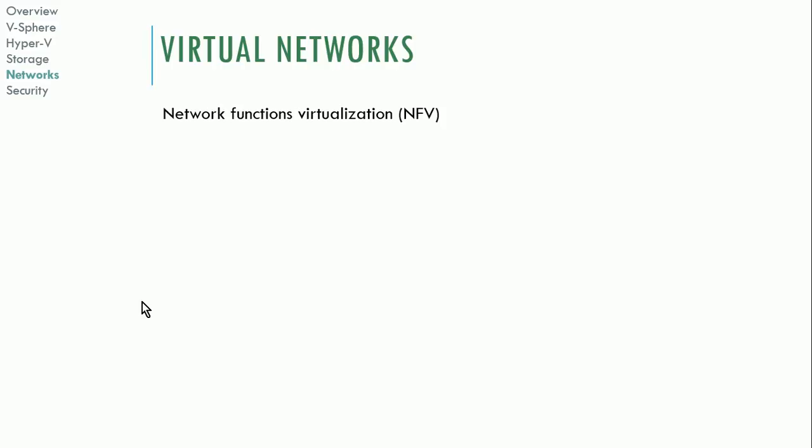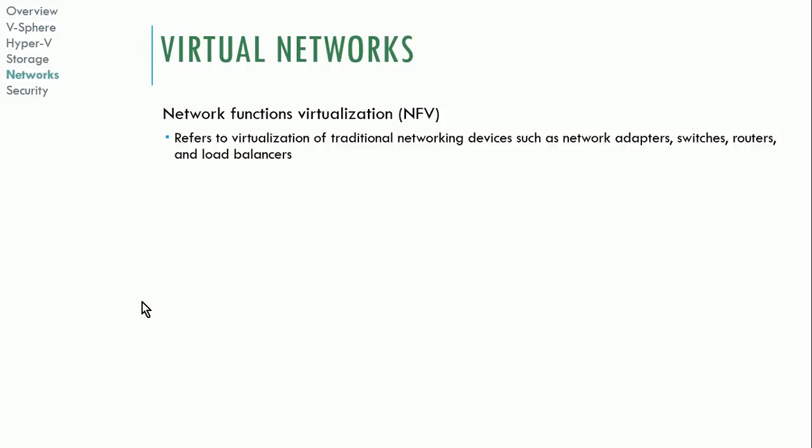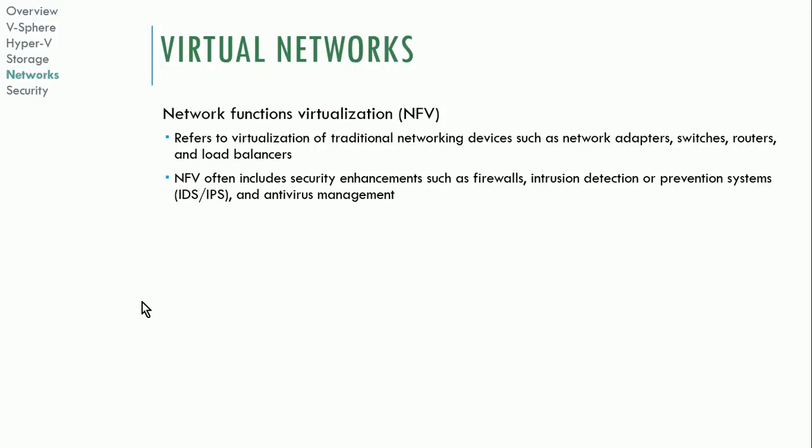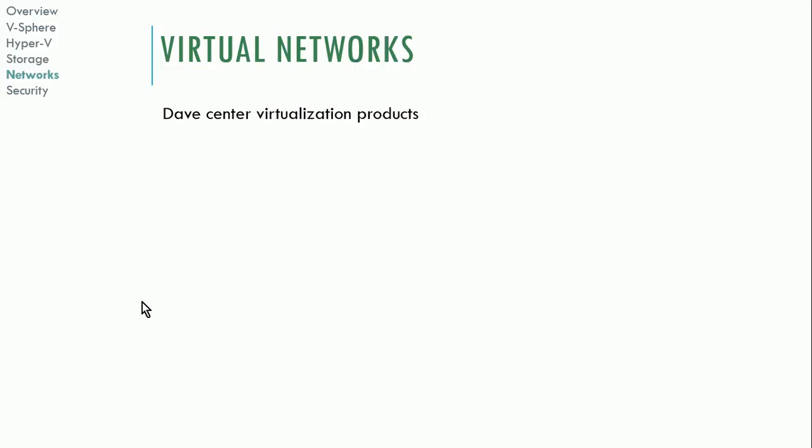And in theory, we can virtualize much of even our physical networks through virtualization. So network functions virtualization, or NFV, is this concept that we can take the functionality that we find in network adapters, switches, routers, and load balancers, and we can use those in a virtual environment, or we can virtualize that functionality. And very often, NFV also has security enhancements, which we'll talk about in the last part of this unit. But sometimes they have security enhancements such as firewalls, and they have baked in intrusion detection and prevention systems like IDS and IPS, as well as antivirus management. And hopefully you've learned about some of that stuff in your other classes.